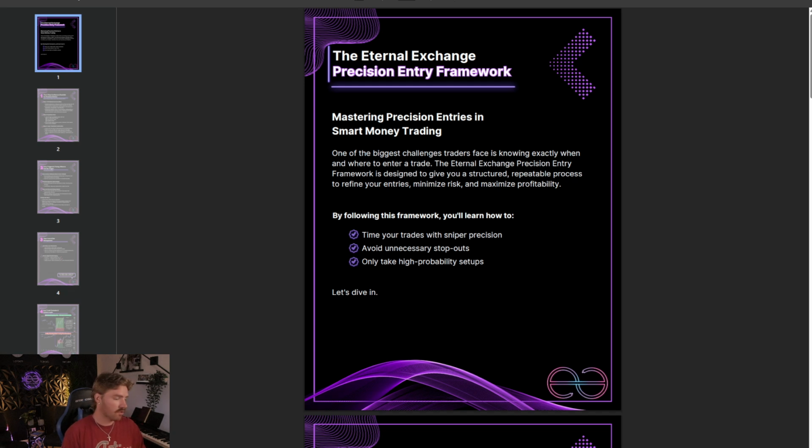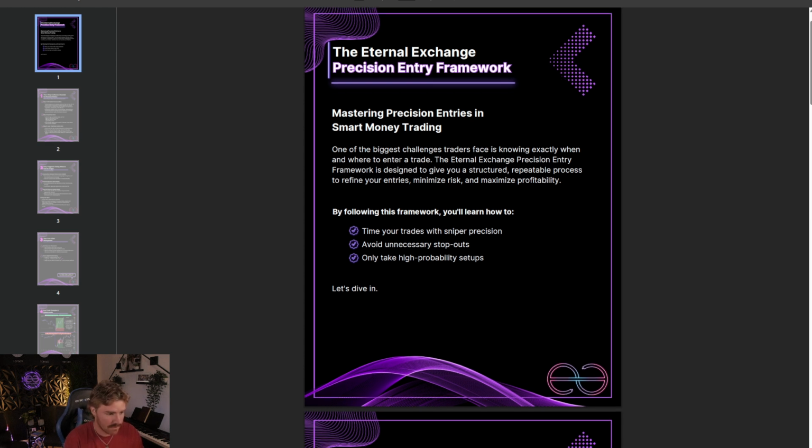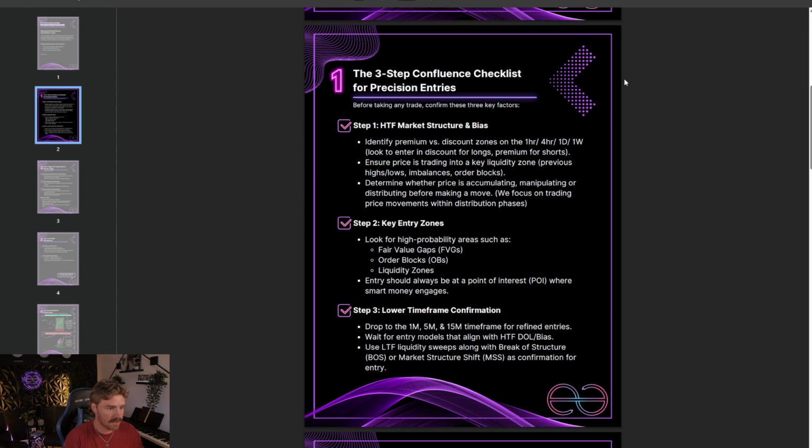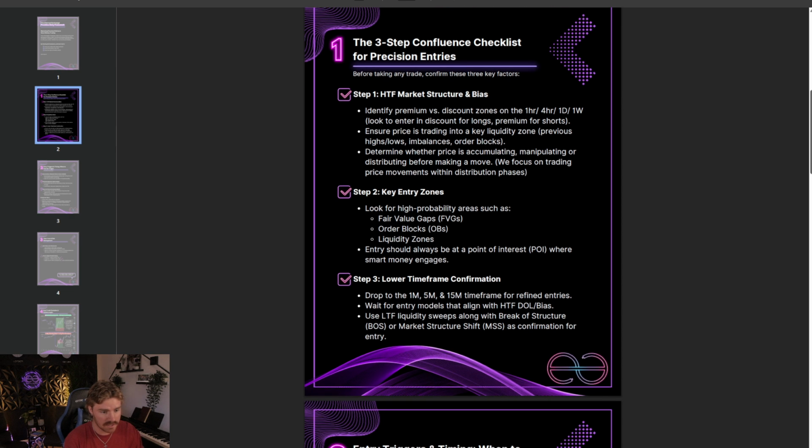So yeah, we're gonna go through how to find a precise entry. The very first page, again, this doesn't really matter. Let's go to here. We're gonna go through this checklist real quick. It's kind of a 3-step confluence, and I'm gonna add some other parts into it, and then we're gonna go into the charts to get some more in-depth. I'll give you some real examples of A+ setups compared to not as good of entries.